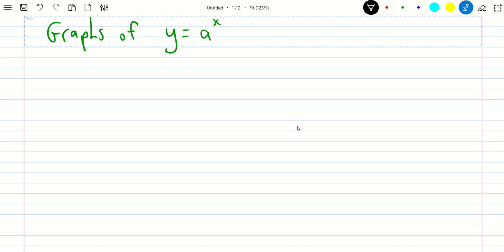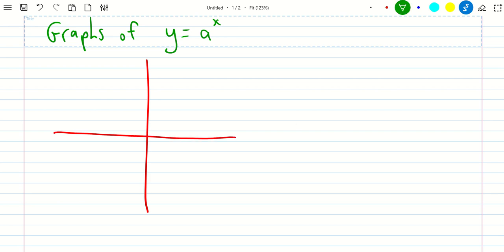Today we're going to have a look at what the graphs of exponential functions look like. So in particular, the graphs of y equals a to the power x, whatever a is. In the last video I talked about logs, and this is very, very similar here. And so I'm just going to jump straight into what the actual graph looks like. So let's have a think about that.